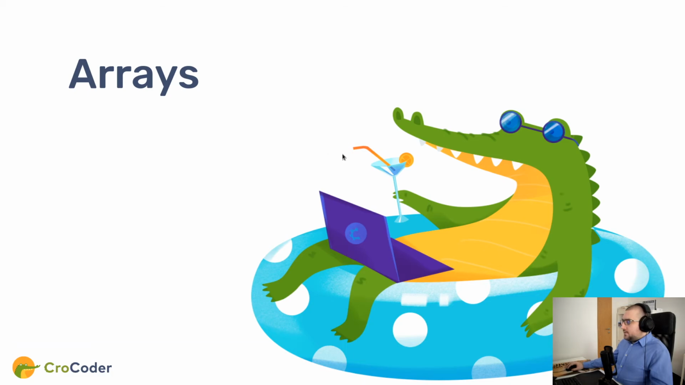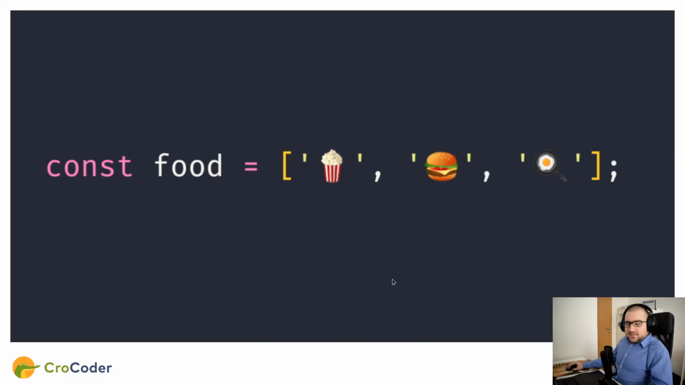So we go back. Yeah, this is an example of an array. It's a const food. You can actually use emojis in JavaScript, and it's similar to a character in there. So you can save a string of emojis in there, and you have a character with, I don't know, popcorns or so. So yeah, you define your food: popcorns, hamburgers, and eggs.